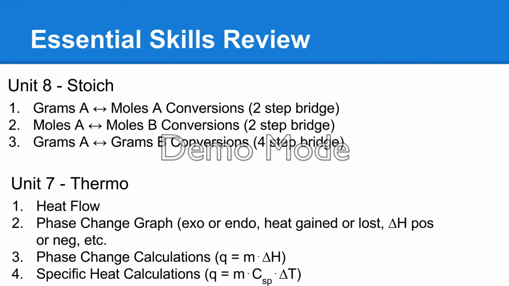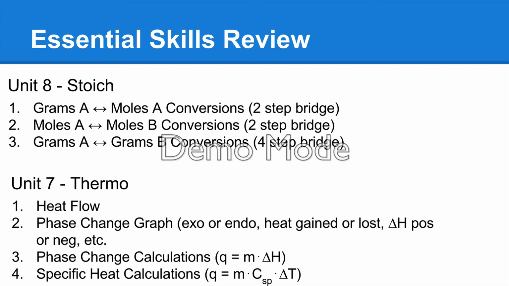All right, essential skills review. Now I'm just going to briefly go over each of the units, and you think, okay, do I know that? Do I not know that? And then you can go back to sciencegeek.net and review it. You can go back to the old review quizzes in the units and review them that way. But it's just essential skills. So in unit 8, the essential skills were grams to moles conversions of the same substance. If I have 24 grams of oxygen, how many moles of oxygen is that? Moles to moles conversion using the coefficients from the balanced equation. Those are both 2-step bridges. And then finally the 4-step bridge was the grams of A to grams of B. So you should have that stoichiometric pathway of a gram to gram conversion.